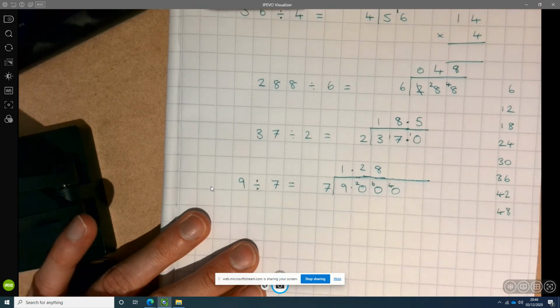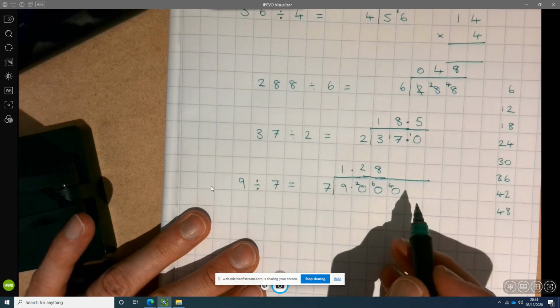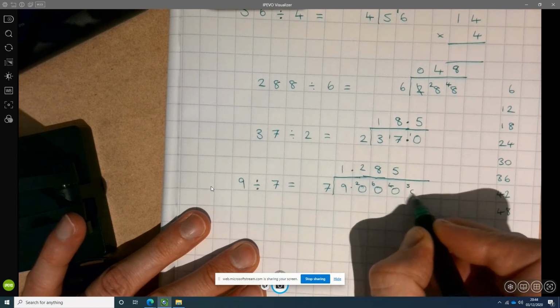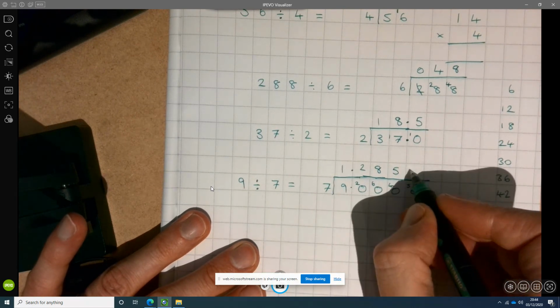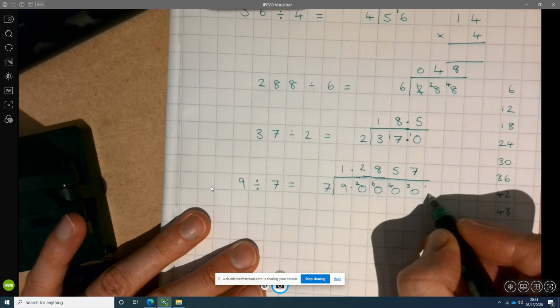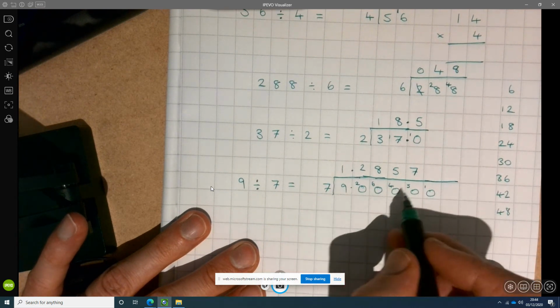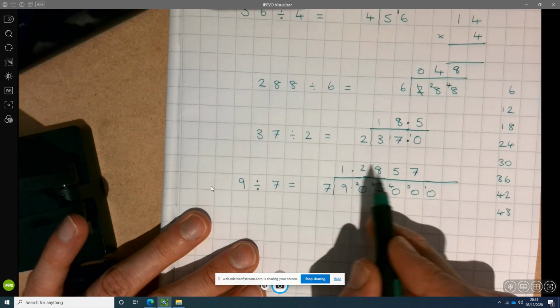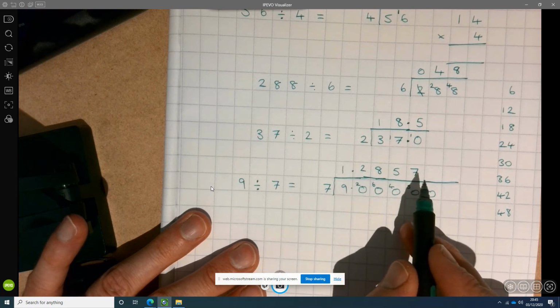And you can see how we could carry on. 7s into 40. 5 7s are 35. And I've got 5 left over. 7s into 50. 7 7s are 49. And I've got 1 left over. And when we carry on with this, it might be that we see a pattern. Might be we have a recurring number. It might be after a while we realise we just have gone far enough.